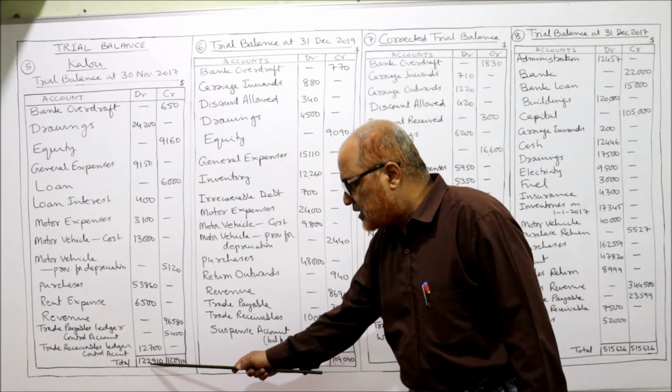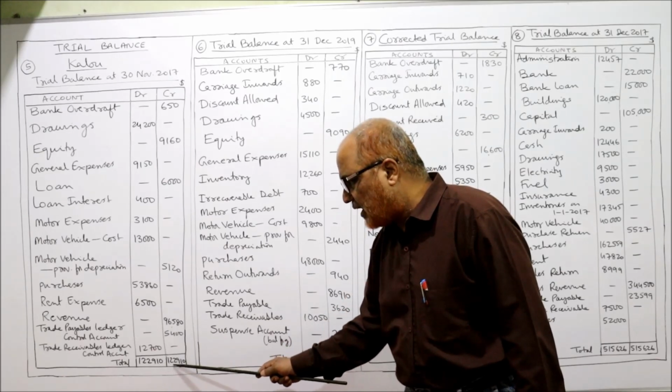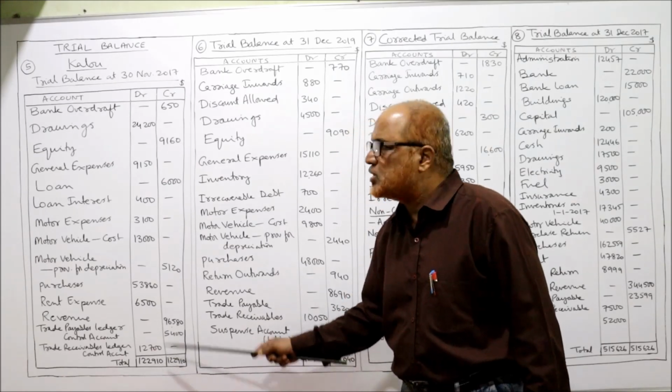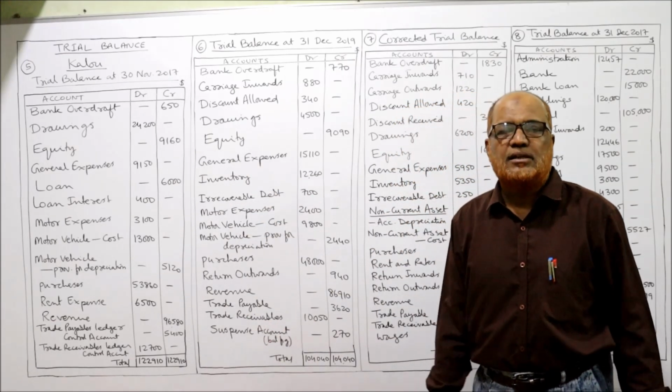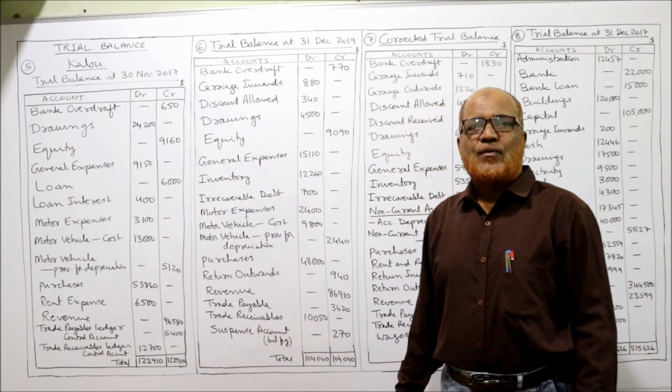So 1,22,910. Here also 1,22,910. Both sides equal. That's it. This is problem number 5.